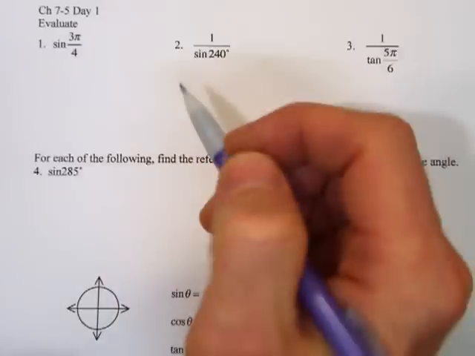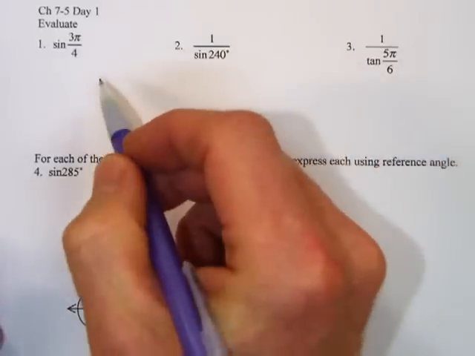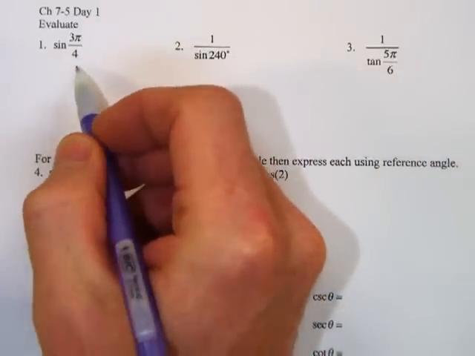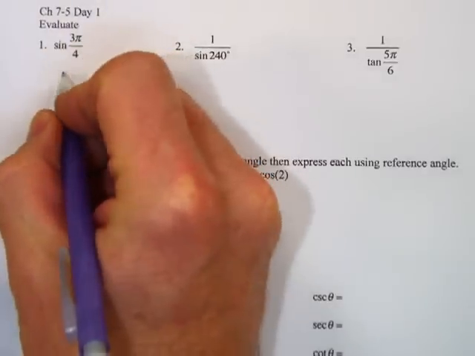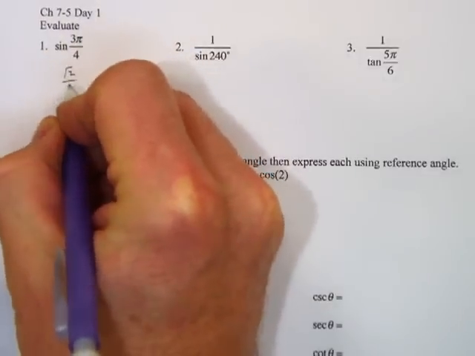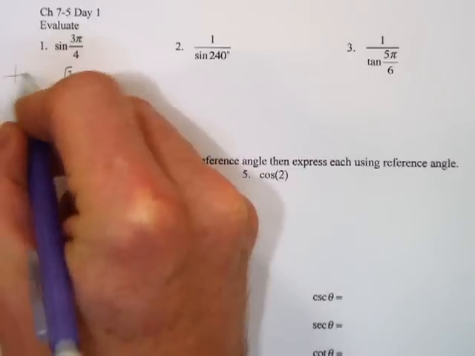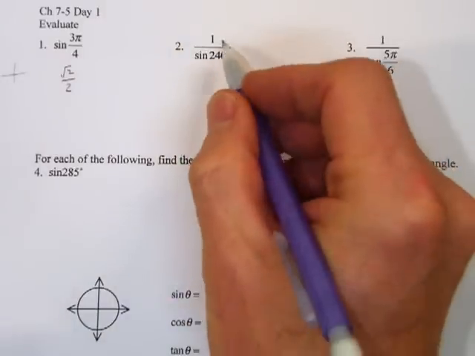Evaluate these expressions. What we're going to do today is expand our understanding and knowledge of the trig functions. So we have sine of 3 pi over 4. We know that the reference angle here is pi over 4. Sine of pi over 4 is square root of 2 over 2. And then we say 3 pi over 4 is in the second quadrant, and in the second quadrant, sine is positive. So this is positive root 2 over 2.